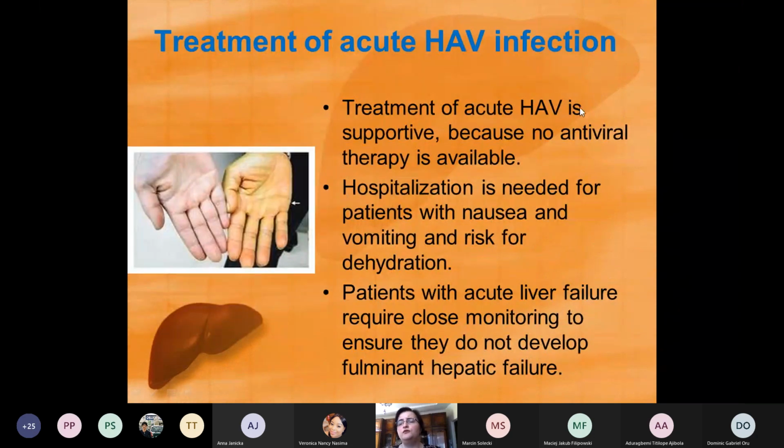Treatment. As a rule, treatment of acute viral hepatitis is supportive because no antiviral therapy is available and not needed as a rule. Hospitalization is needed for patients with nausea and vomiting and risk of dehydration, and sometimes even fulminant hepatitis. Patients with acute liver failure require close monitoring to ensure they do not develop fulminant hepatic failure.